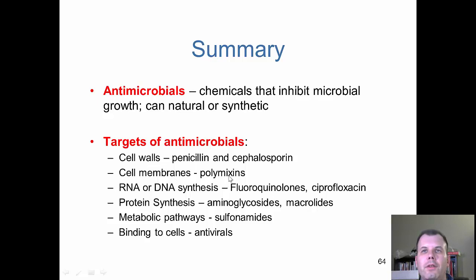The polymyxins go after cell membranes. The fluoroquinolones, the ciprofloxacin goes after RNA or DNA synthesis. Protein synthesis, the aminoglycosides or the macrolides, okay, those are proteins. The sulfonamides, the sulfa drugs are metabolic proteins, and then the antivirals are binding to cells or inside host cells. Okay, so typically I look at these five in here: the cell wall, cell membranes, RNA, DNA, protein, and metabolic pathways. So if you remember these, you're good for the test, okay?